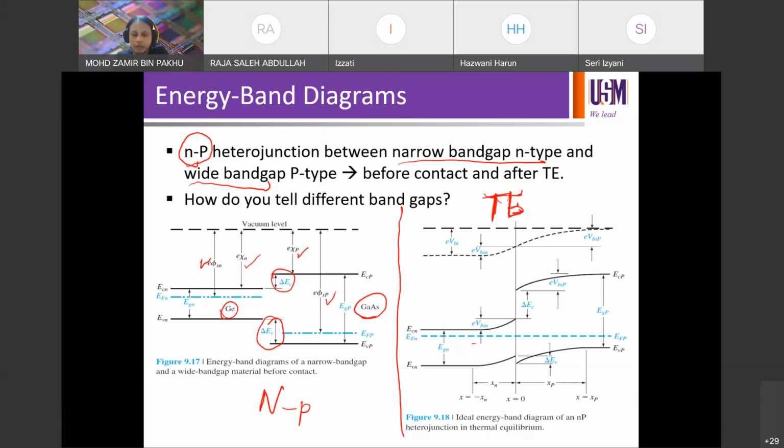So the vacuum, note that the vacuum level is slightly distorted. It follows the EC of both materials on the left and on the right. Look here. It follows the EC of both materials, following the profile.